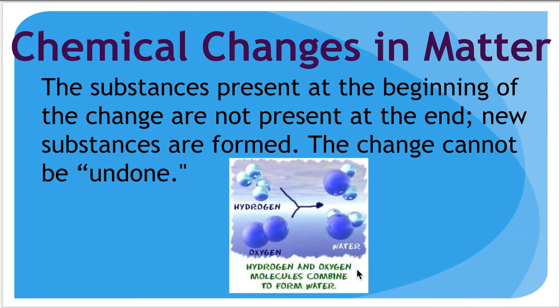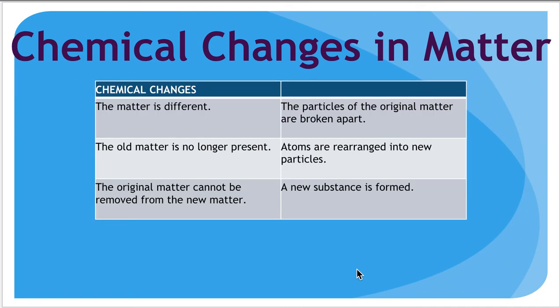Okay, so when you have chemical changes, the substances present at the beginning are not present at the end. There's something new, and it can't be undone like we could so easily unfold the paper and put the glass back together like we had talked about with physical changes. Okay, so again, the matter is different. The old matter is no longer present. The original matter can't be removed, like when a new substance is formed, like rust.